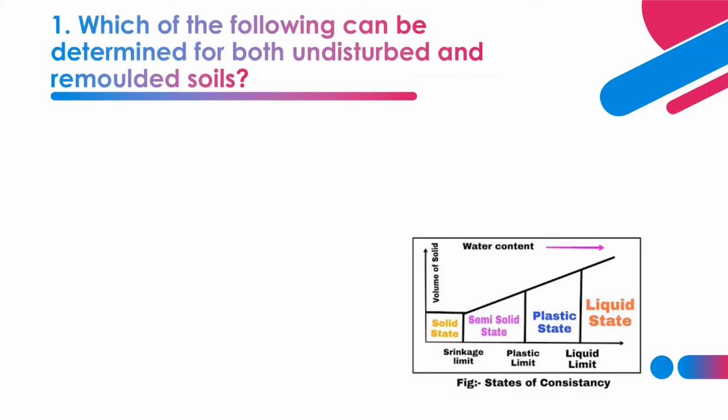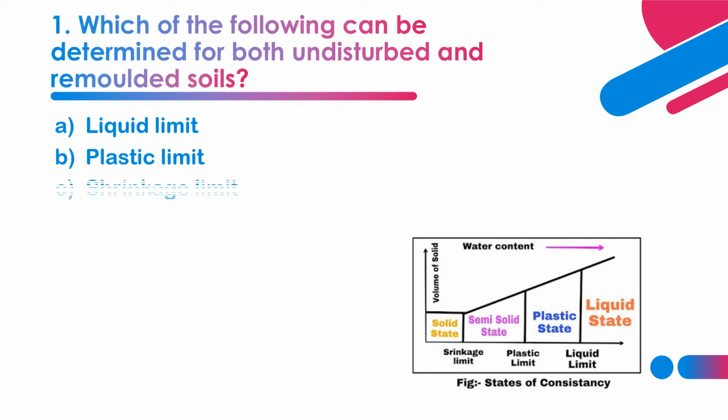First question is, which of the following can be determined for both undisturbed and remolded soils? Option A, liquid limit. Option B, plastic limit. Option C, shrinkage limit. Option D, none of these. Refer to this diagram, that is states of consistency like Atterberg's limits, and give the correct answer. Think for 10 seconds.